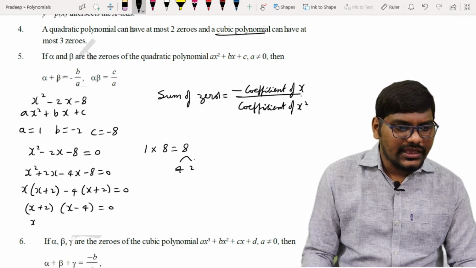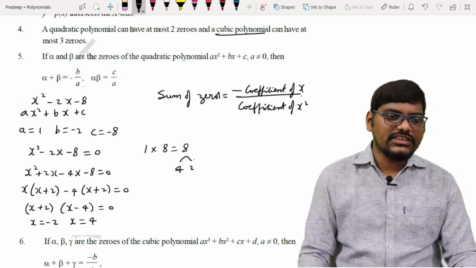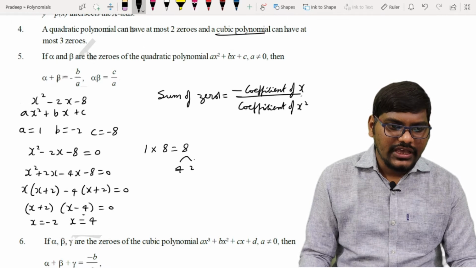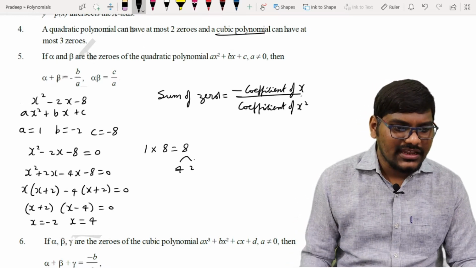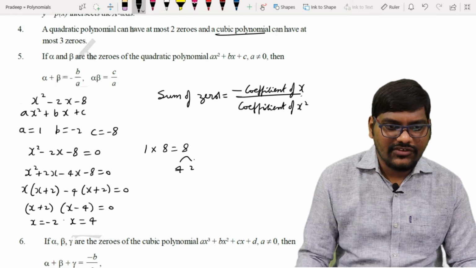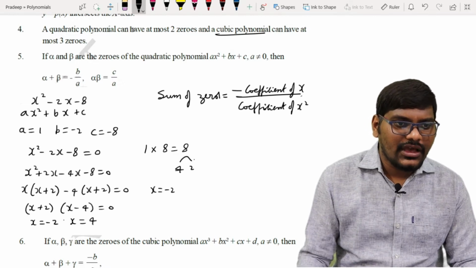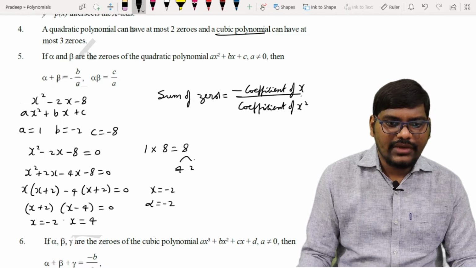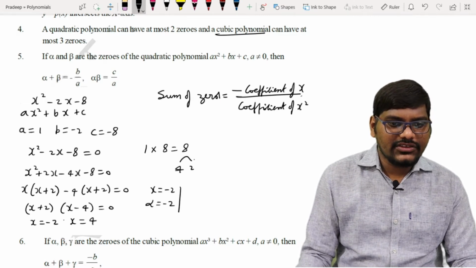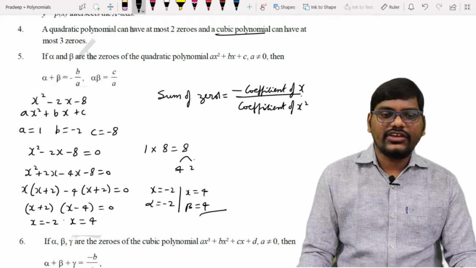So here x equal to minus 2 we are getting, and x equal to 4 we are getting. These are the roots. To understand this better, instead of writing x equal to minus 2, just as we wrote alpha plus beta, we'll write alpha equal to minus 2. Instead of writing x equal to 4, we'll write the second value as beta equal to 4. We're just taking it like this.